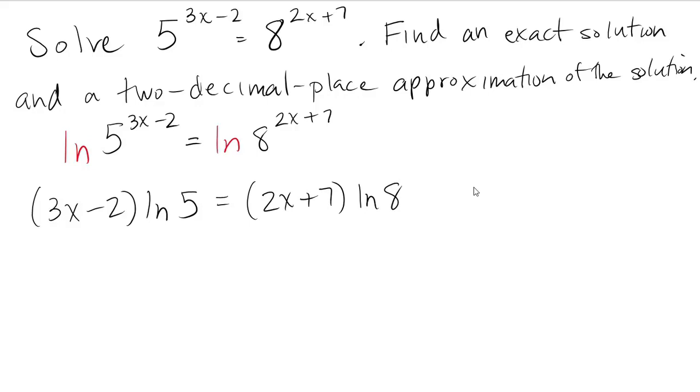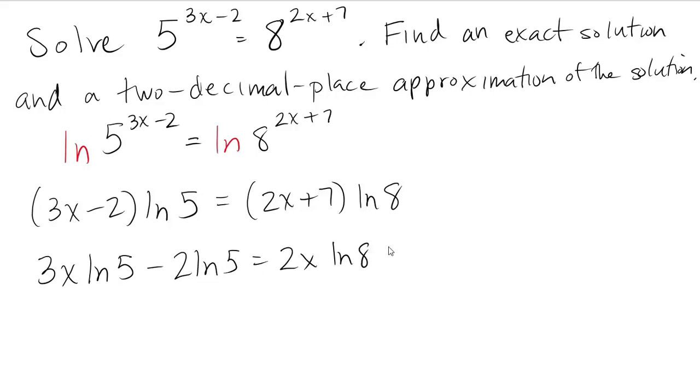Now I need to distribute on both sides. So this is 3x times the natural log of 5 minus 2 times the natural log of 5 equals 2x times the natural log of 8 plus 7 times the natural log of 8. Let me put this on another slide.